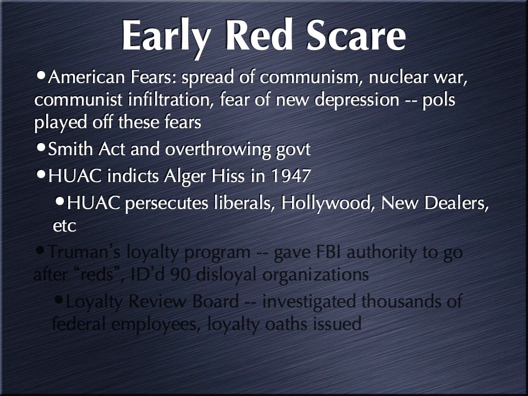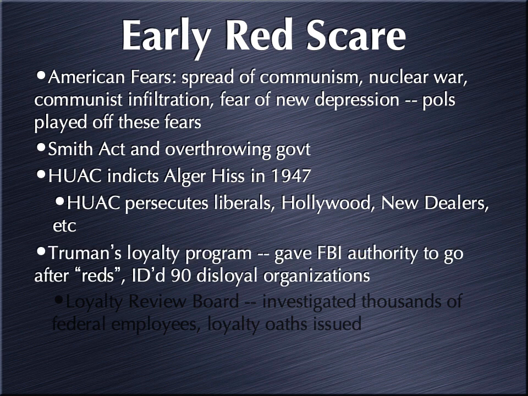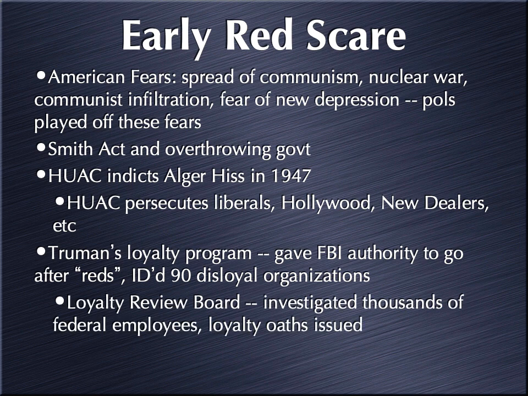And Truman, for all his good stuff with civil rights, is not real good with this because he gives the FBI under J. Edgar Hoover the authority to go after the Reds. And so they're going to look at 90 different disloyal organizations, and the Loyalty Review Board is going to investigate you. And especially if you're a federal employee, they're going to get a hold of you, and you're going to take a loyalty oath. It's almost like there's fear that your politics better be right. I mean, we look at that today and laugh about it. Oh, so-and-so's a supporter of this, so-and-so's a supporter of that. And you kind of laugh about it and go on and make fun of people on Facebook.